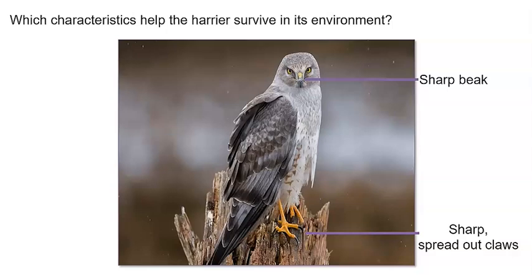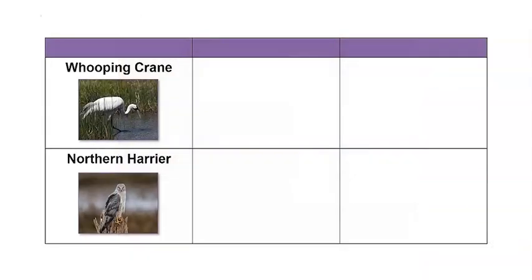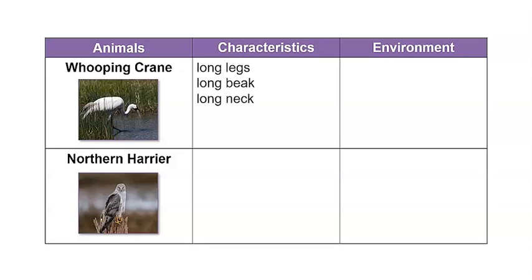Let's keep track of our observations about animals and their characteristics in a chart. We can label the columns of our chart animals, characteristics, and environment. Let's start with the whooping crane. What are the characteristics of the whooping crane? A whooping crane has long legs, a long beak, and a long neck. What environment does a whooping crane live in? Well, the photograph shows us that a whooping crane can live in an environment that has lakes or ponds and grass. What about the northern harrier?